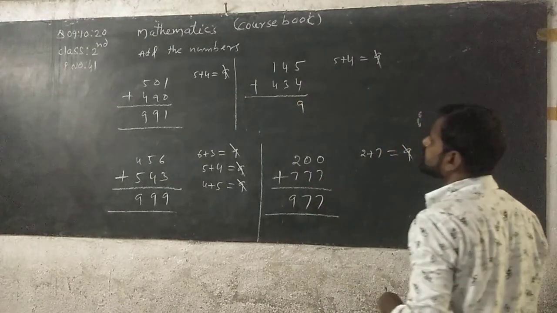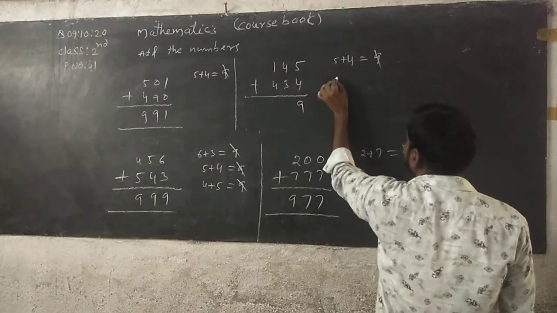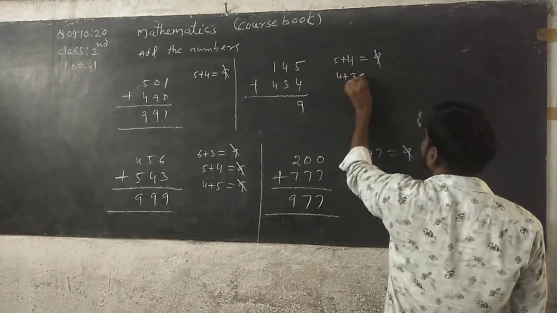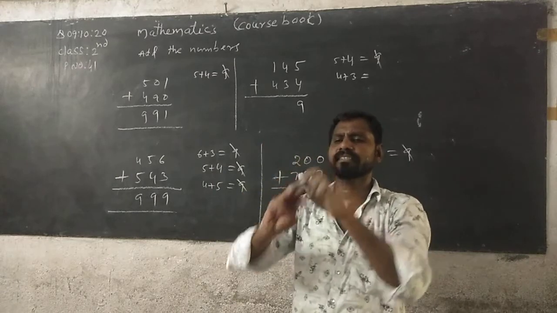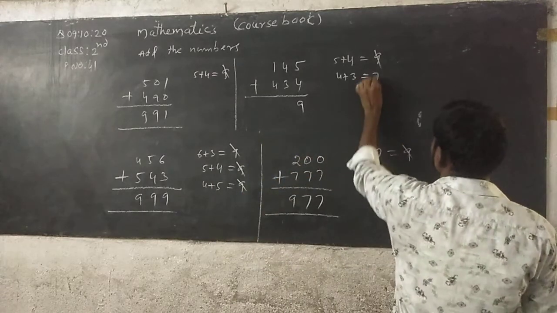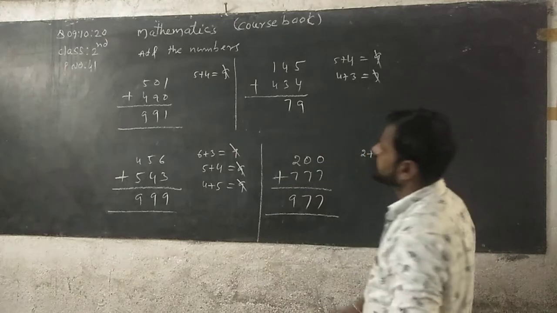Next we add the digits in tens place, that is 4 plus 3. Keep 4 in your mind and you have to take 3 fingers in your hand. You can count 4, after that 5, 6, 7. Write down 7 under tens column.